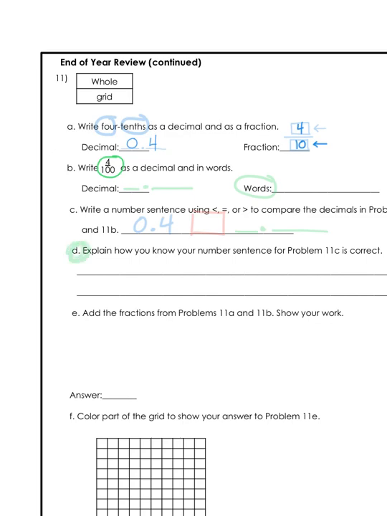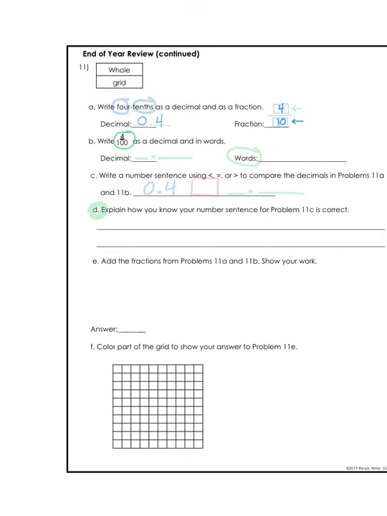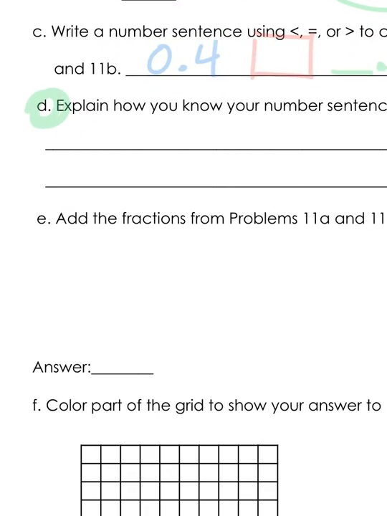Then you would have to add the fractions from problem 11A and 11B and then show your work. Now I'll set up the problem because we know what both fractions are. In 11A the fraction is 4/10, and in 11B it's 4/100.